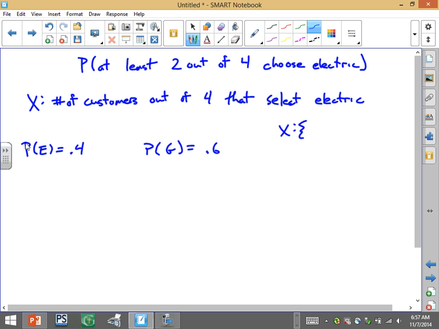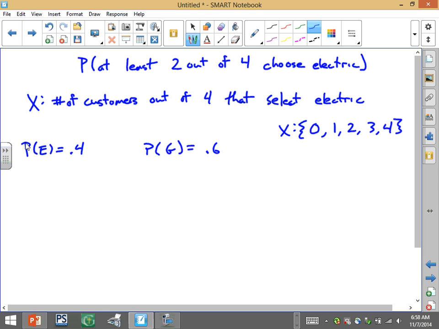What are the values that x could take on? So how many customers out of 4? Well, 0 could pick it. 1 could, 2, 3, or 4. Not all of those, just like you think about back with the coins, are equally likely. You're probably more likely to get 1 or 2 customers that select, if we're randomly picking, than we would to get all gas or all electric. But we still have to consider it because we're randomly selecting these folks.